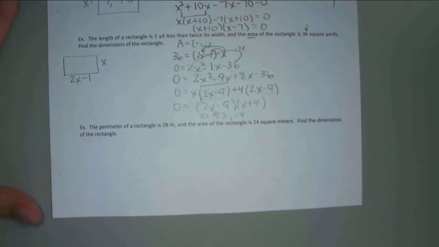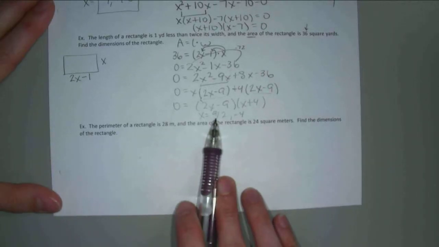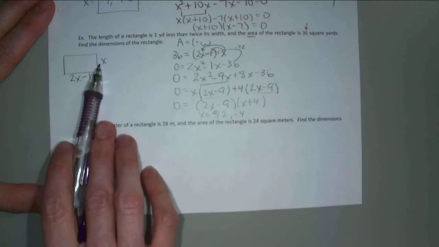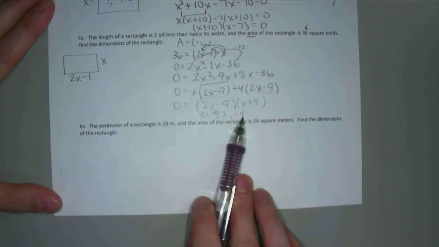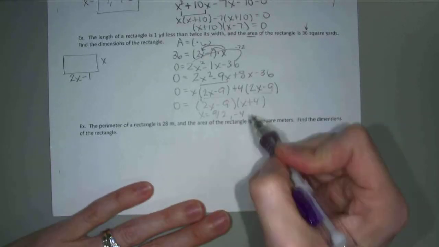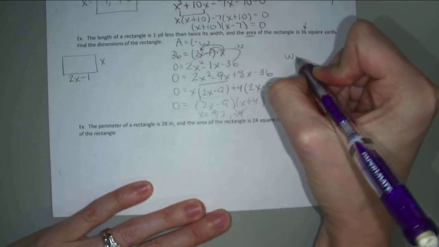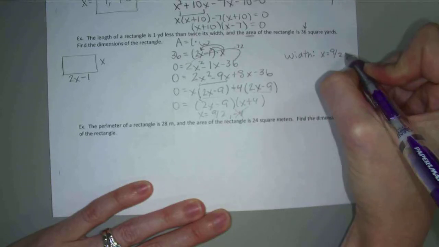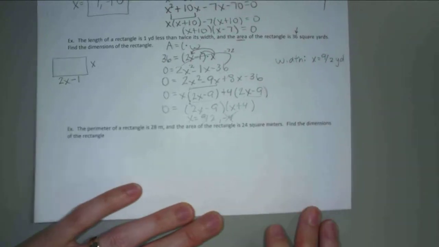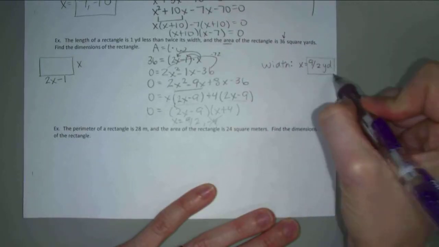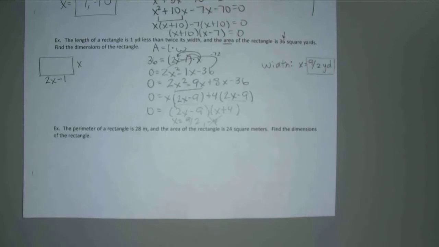So realize these aren't your two answers. This isn't your length and this isn't your width. These are both potential answers for x, your width. But can a width be negative? Again, I don't know what that means. Is it an inverted rectangle? No. Okay? So width can't be negative. So our width, guys, is simply x equals 9/2, and our unit was yards. So our width is 9/2 yards. I know that looks weird, but if you put that in your calculator, guys, that's just 4.5 yards. Okay, so it's not too weird. How do we find our length, though?